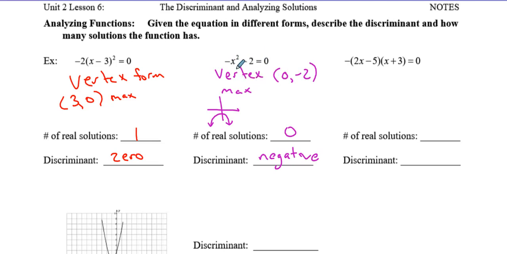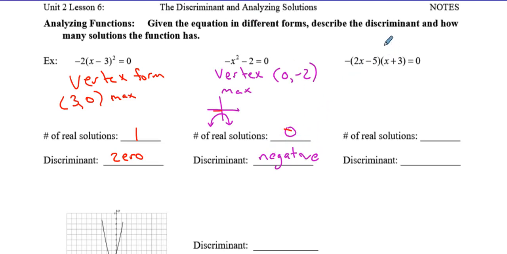That is a max vertex because it's been reflected. So it's going to look something like this, right? And if it's going down and the vertex is already below the x-axis, it's not ever going to cross. It's going to have 0 real solutions, and it will be a negative discriminant.